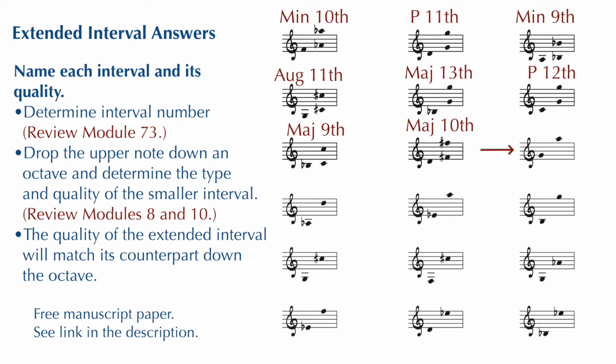Number 9, second space G to the A above the staff. This is going to be a ninth. We lower the A an octave. We have a major second. So the extended interval is major ninth.